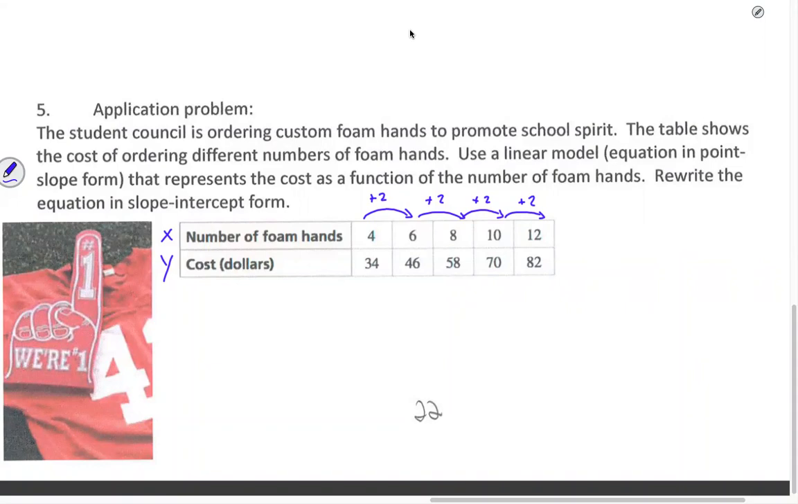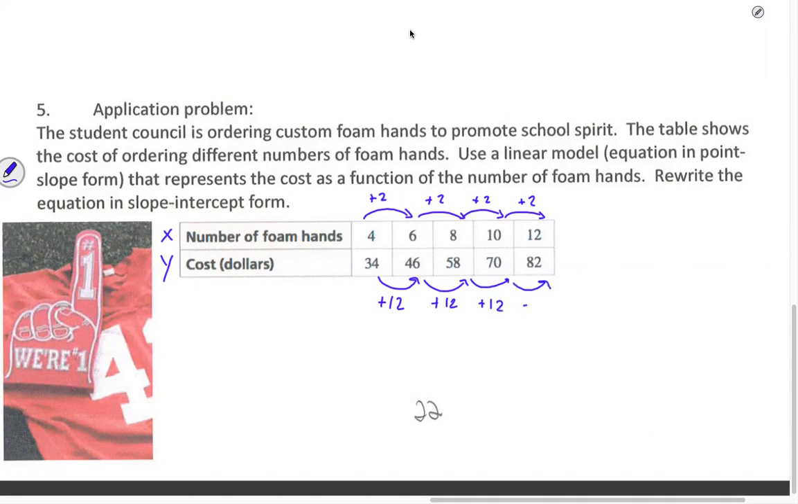All right. Now let's look at the cost. How do I go from 34 to 46, Sophie? Sophie? Yeah, can you not hear? I said 12. All right, you said 12? Awesome. We're adding 12. So notice, to go from one point here, or one box to another, we're adding 12.